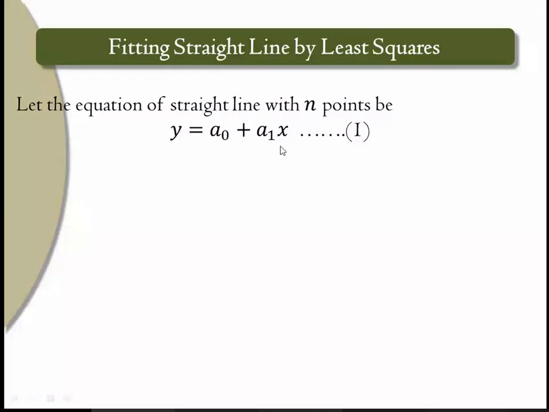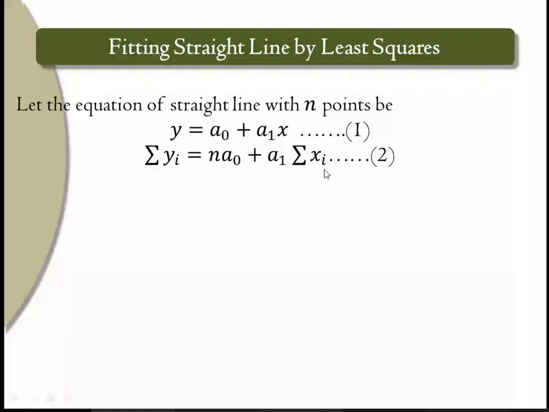Then firstly, take the summation of this equation on both sides. If we take the summation, then summation y, we can write as summation y or summation yi, any notation you can use. A naught is a constant, and if you take the summation of a naught n number of times, then it becomes n a naught plus a1 into summation x, because a1 is a constant, a1 will come outside, and this will become summation xi.